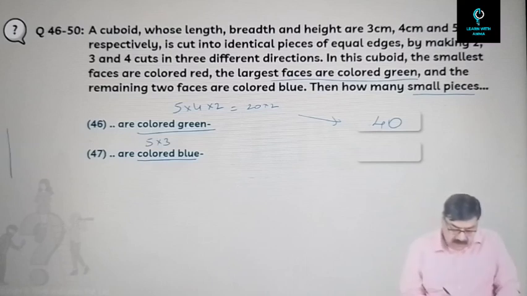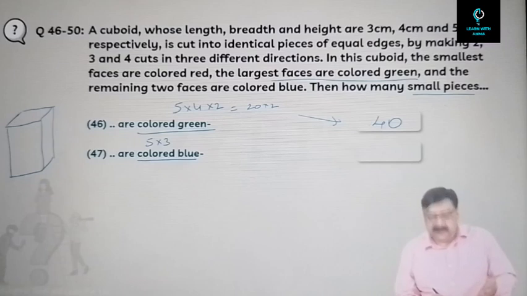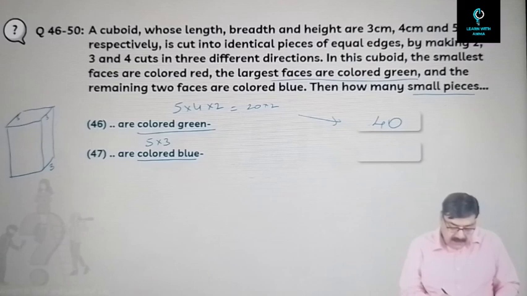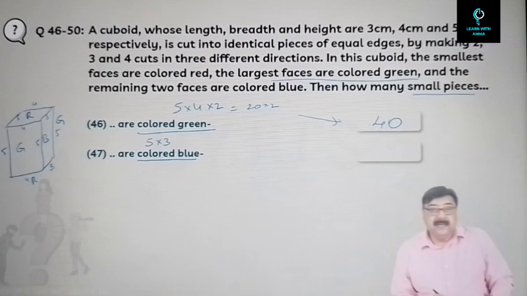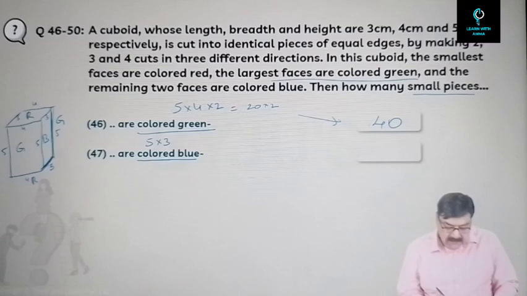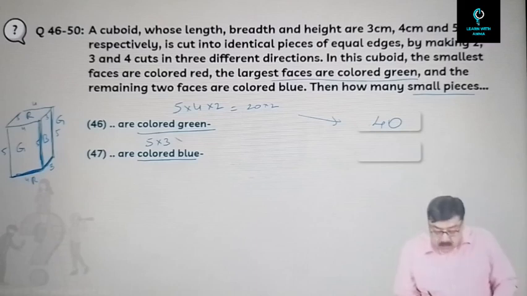Just for your knowledge, once again, if I may just give you an idea, because the diagram got left on the previous slide. Well, this is 3, this is 3, this is 3, right? This is 4, this is 4, this is 4. This is 5, this is 5, this is 5. And this is green at the back, red at the top and bottom, and blue on the left and right side. So colored blue is, as you see, 5 here and 3 here, 5 into 3. Colored green, as you saw, 5 here and 4 here. And there are 2 faces, so 5 into 3 into 2, which shall become 30.